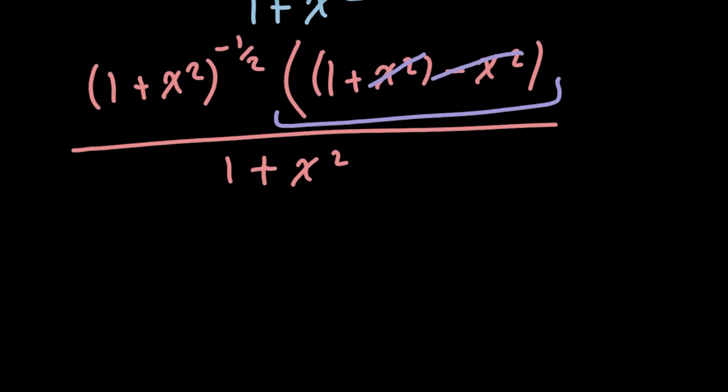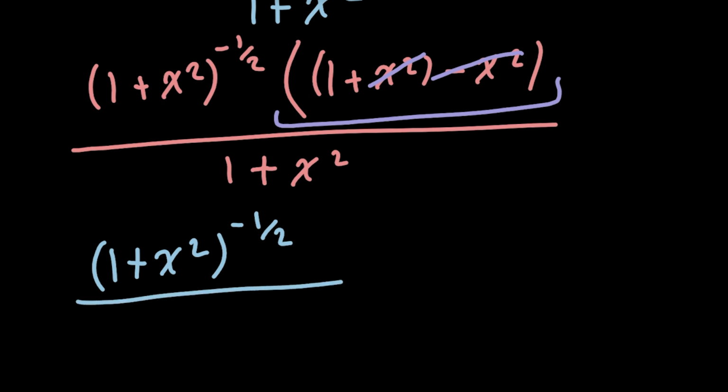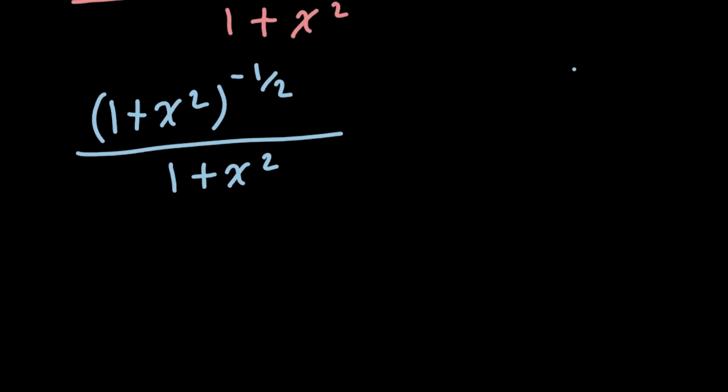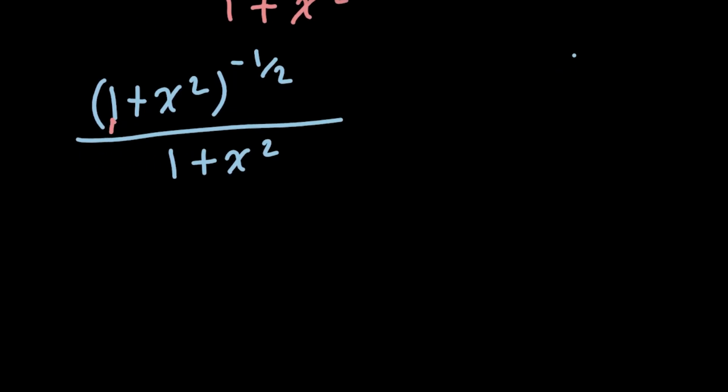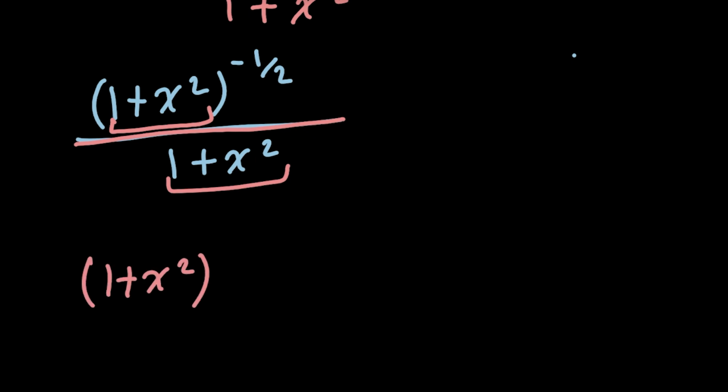So what we will have is 1 plus x to the power 2 all to the power minus 1 over 2 over 1 plus x to the power 2. As you can notice, this part here and this part here are the same, and we have division, so we will just subtract the power. So we'll have 1 plus x to the power 2, with minus 1 over 2 minus 1, because this is to the power 1.